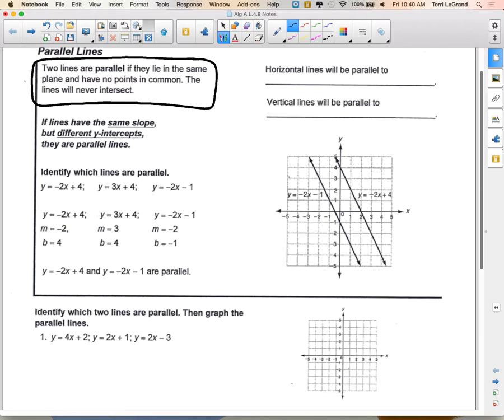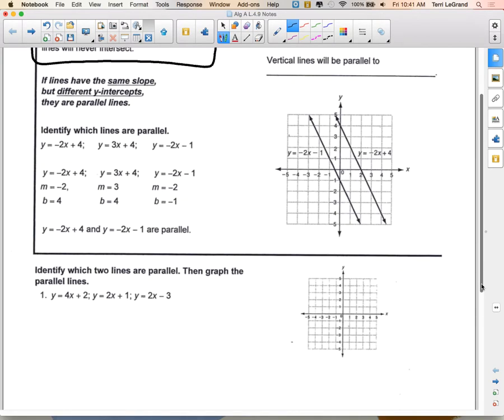Two lines are parallel if they lie in the same plane, so coordinate plane, and have no points in common. In other words, they will never intersect. They will never touch each other. Well, we just discovered, and they're telling us right here, this is what you can count on. Would you put a big star or something right by that? If the lines have the same slope. We just discovered that in that exploration. If they have the same slope.